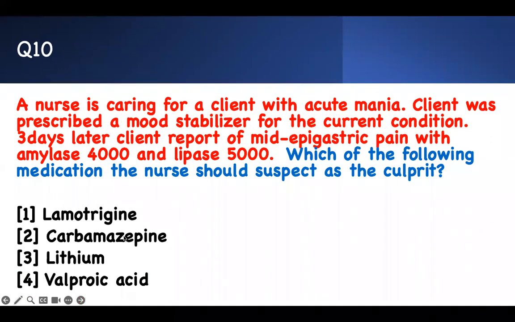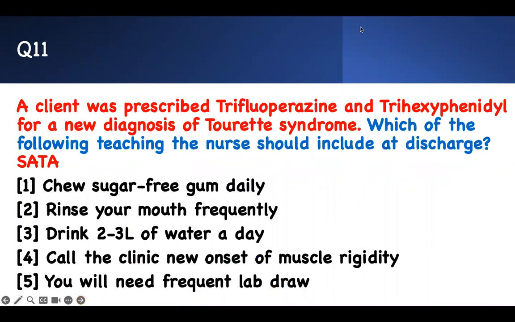Carbamazepine does not do that. It causes blood level problems like thrombocytopenia, and other effects. They are all teratogenic, but each of them has its own specific thing. Valproic acid, pancreatitis. Number 11.